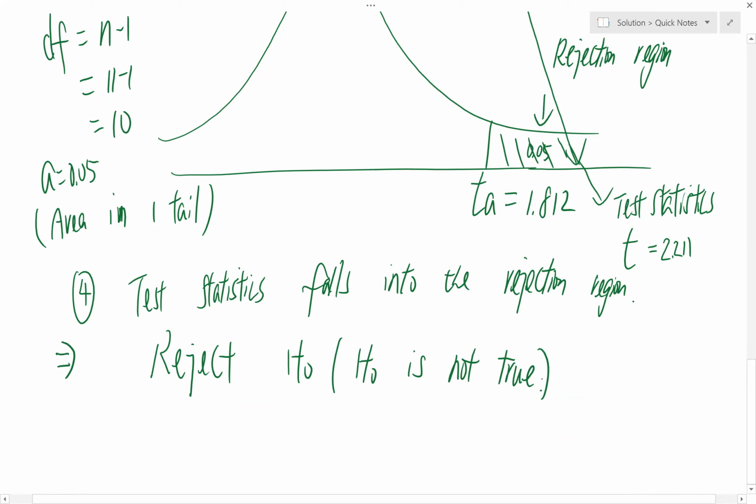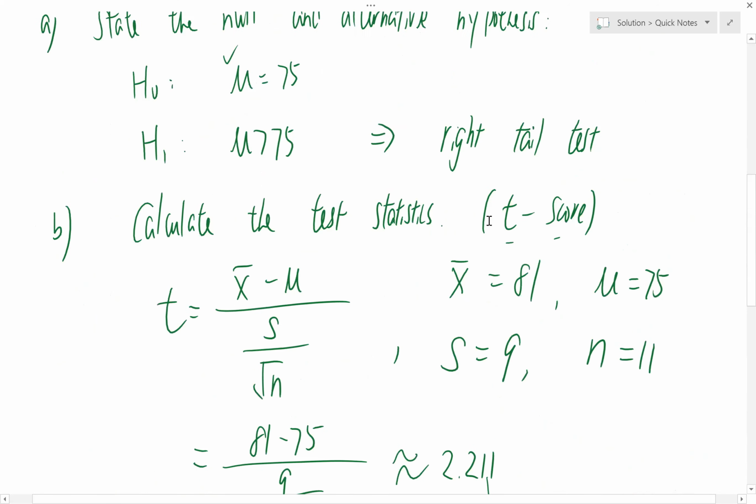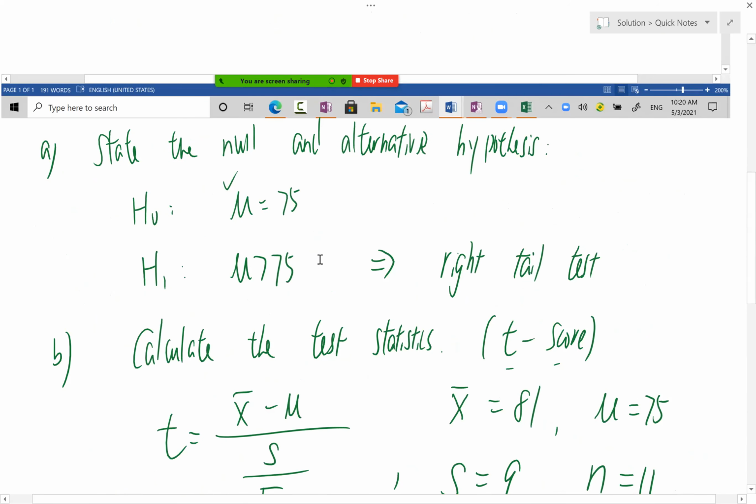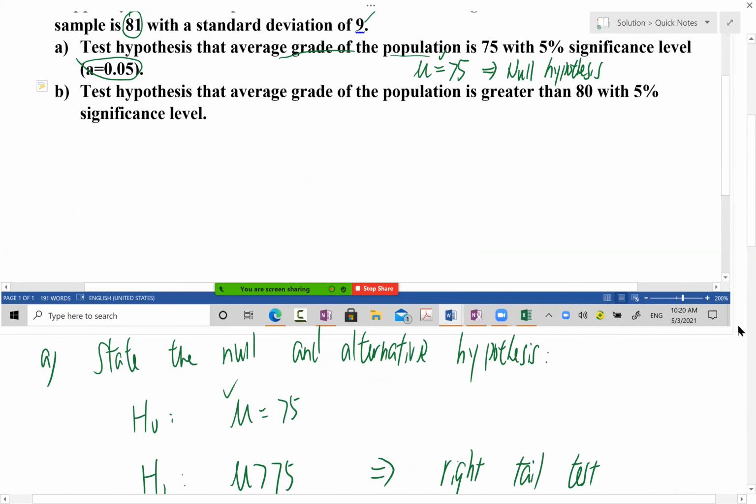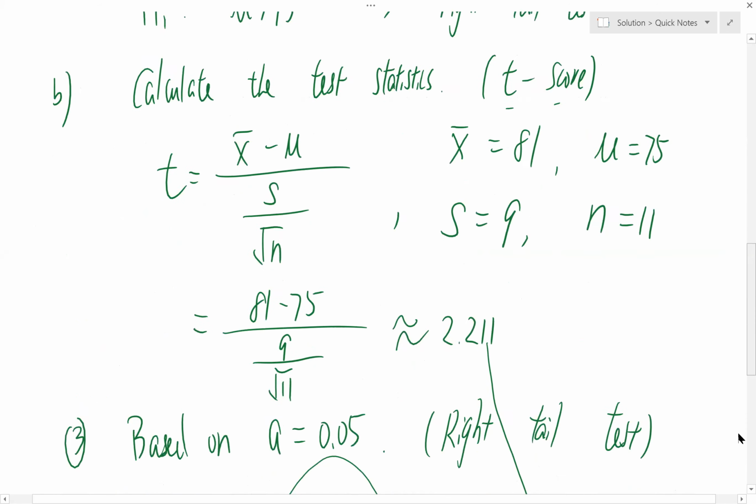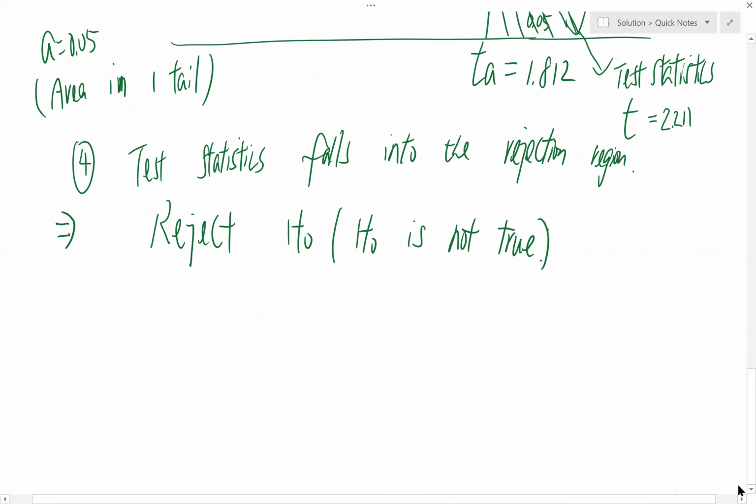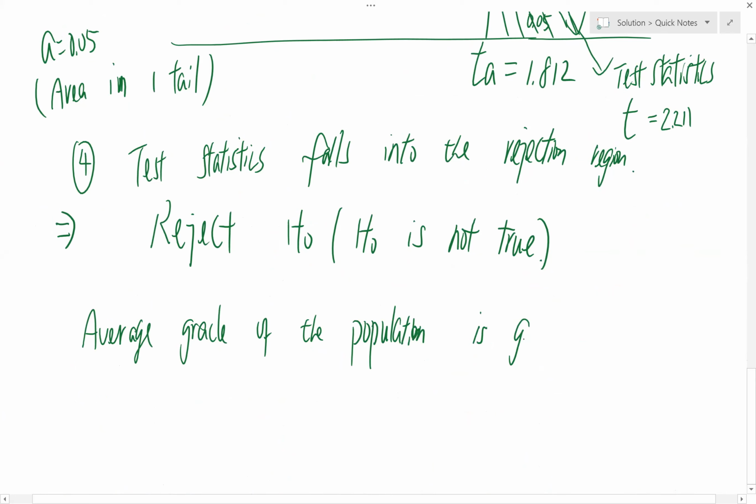So that being said, if this is not true, then the alternate hypothesis must be true. So the average grade of the population is greater than 75. Okay.